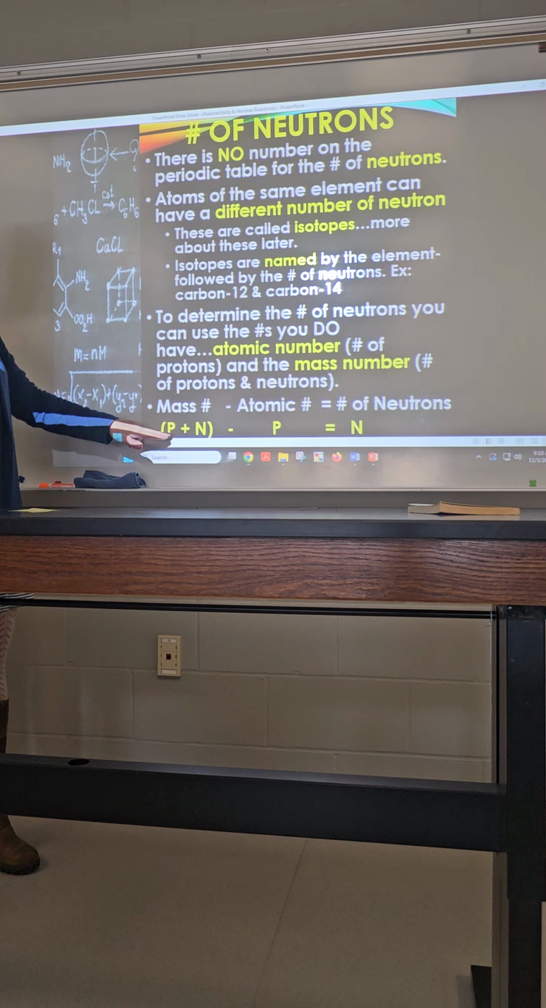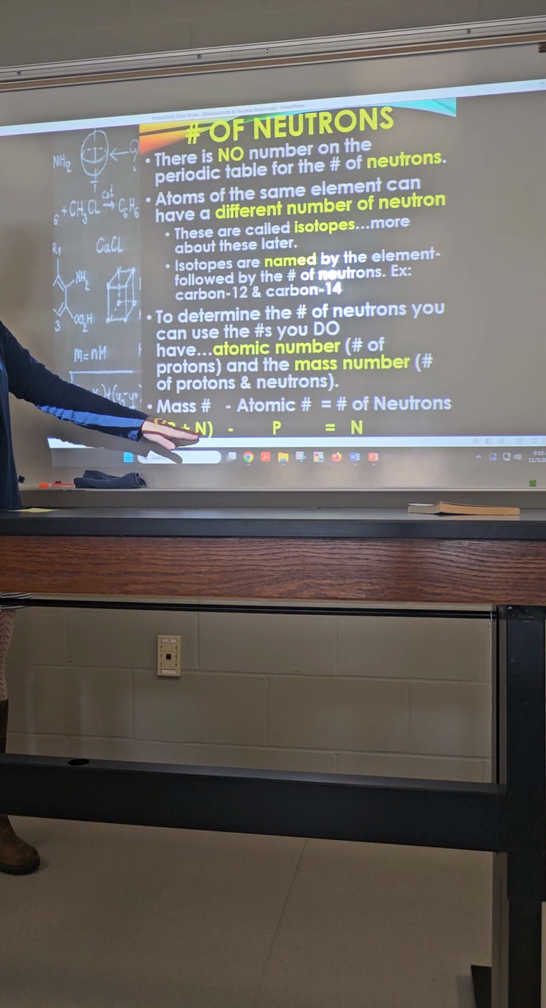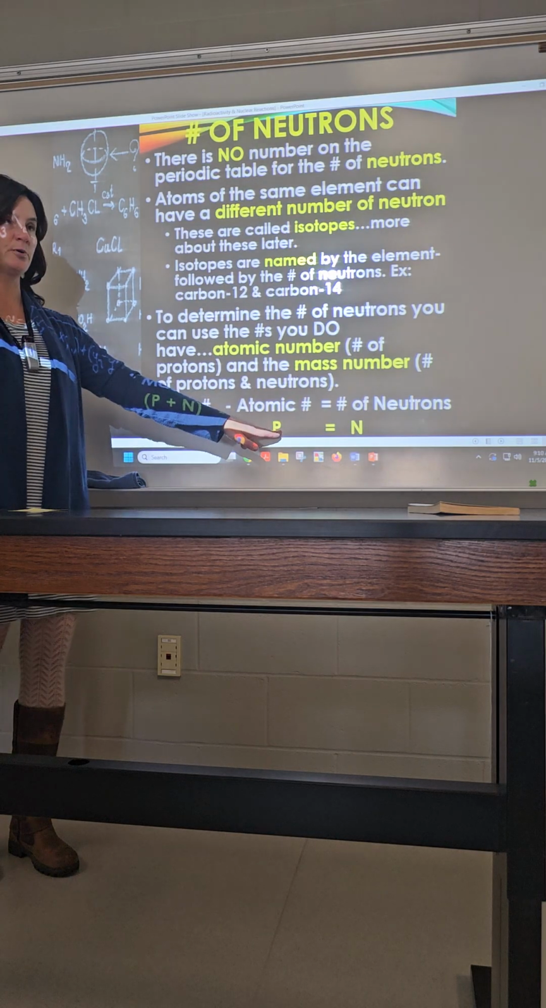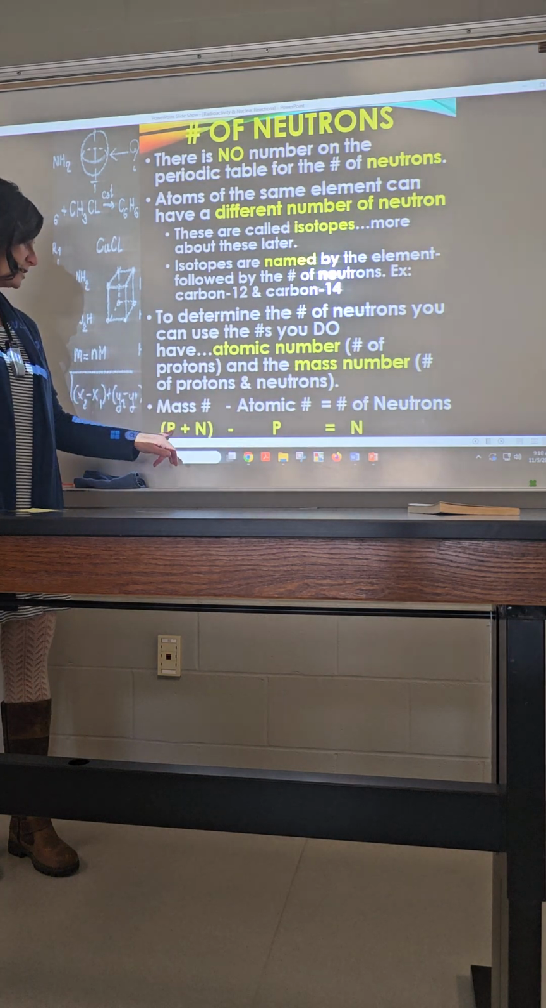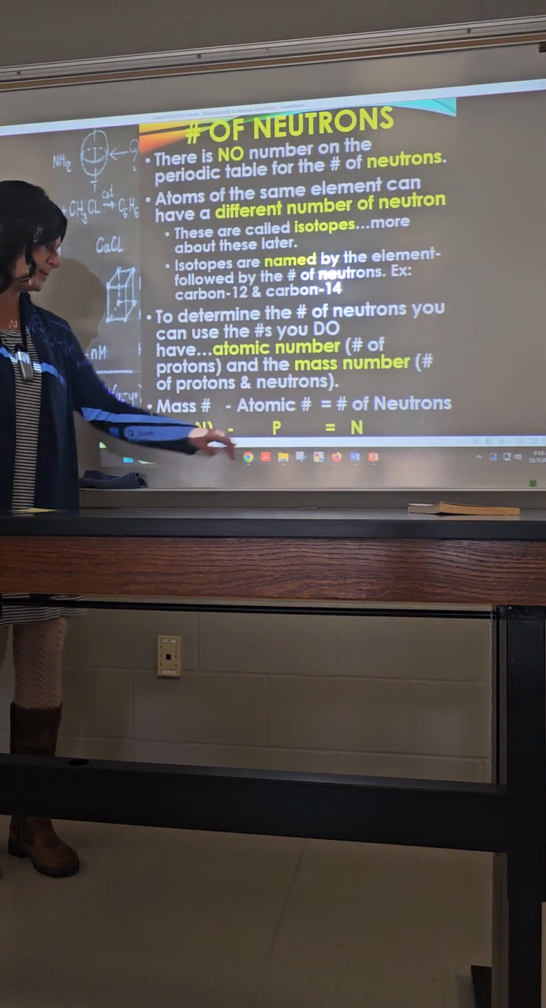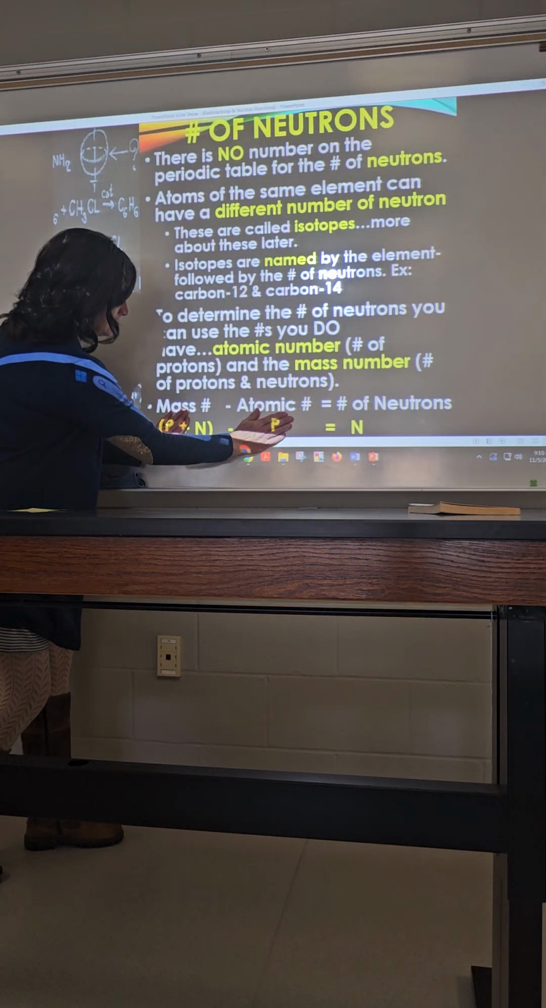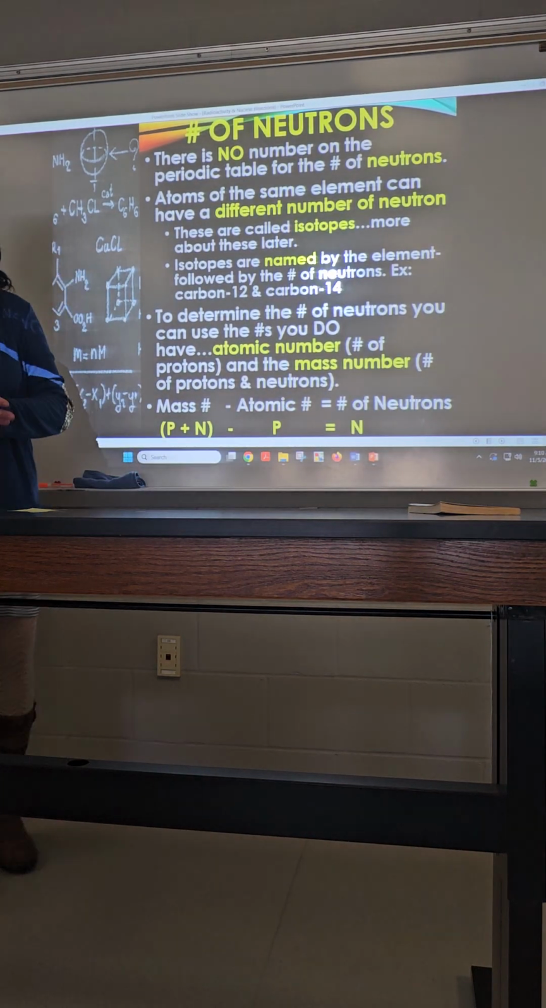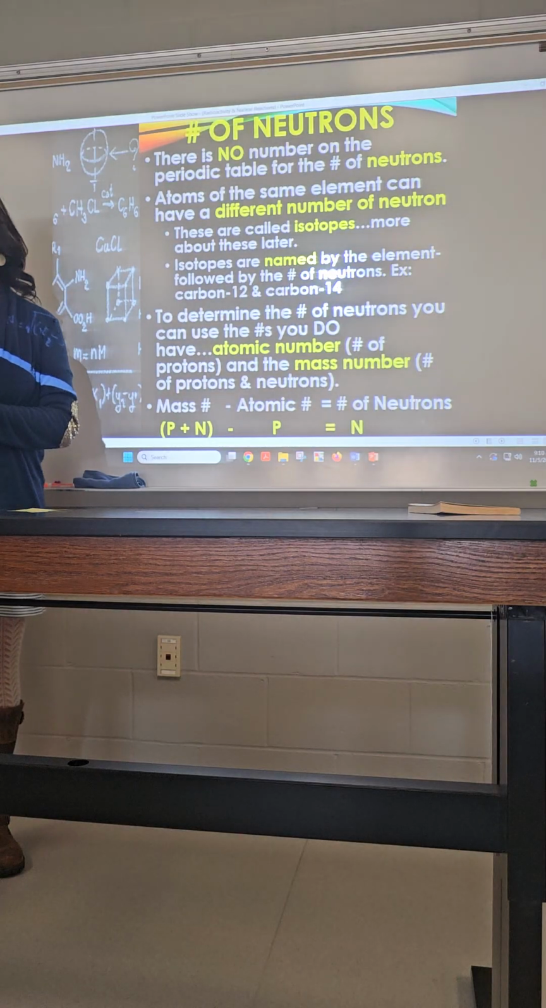Here's why. The mass number is protons and neutrons together. Atomic number is just protons. And so if you take the P plus the N minus the P, get rid of the P's, you're left with N, the number of neutrons. Simple. Just subtract the two numbers you do have.